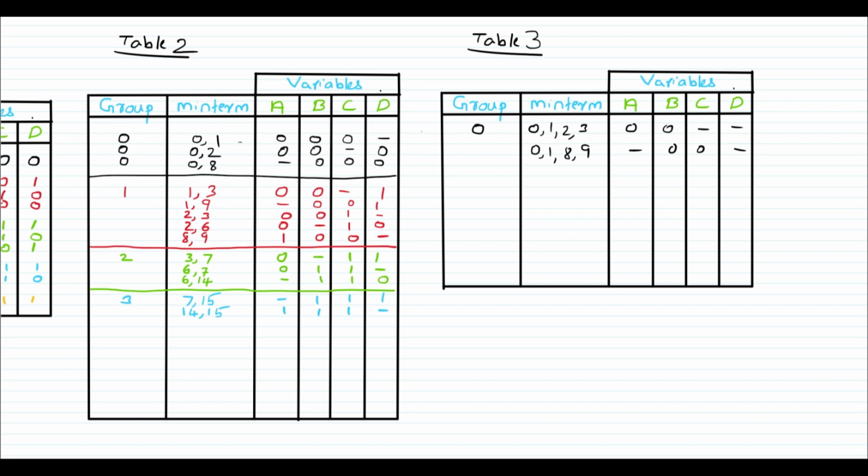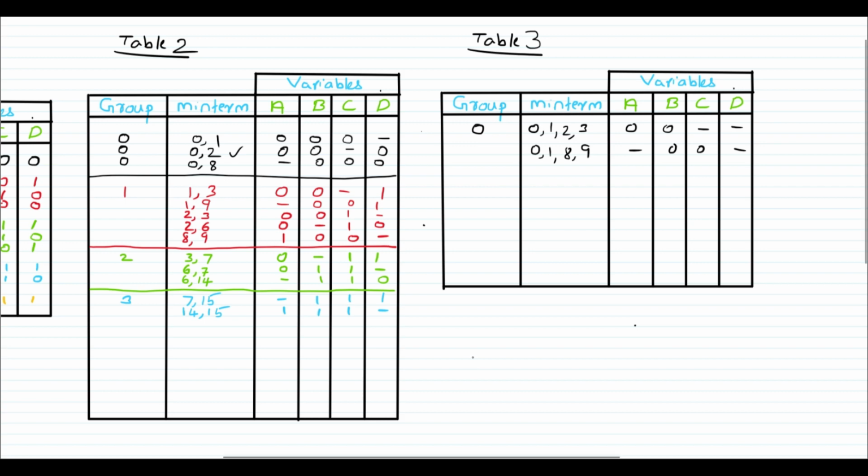Now we will see group 1. Sorry, before that, we have to consider the next minterm. We have to compare 0, 2 with all the minterms in group 1. So now we have to consider the second minterm, that is 0, 2. We have to compare 0, 2 with all the minterms of group 1.